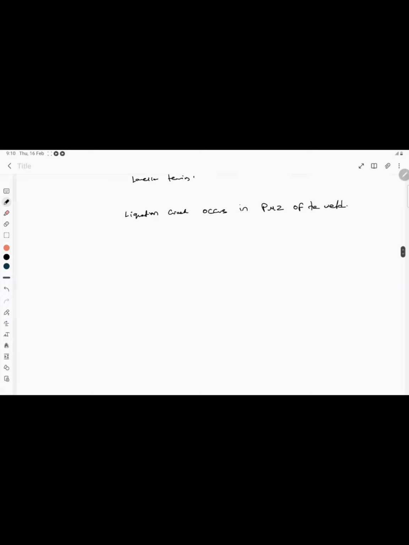So what is basically the partially melted zone? We have already seen in the fundamental videos related to welding. There are three major regions with respect to a weld. One is the fully melted fusion zone. Adjacent to that, we have the heat affected zone on both the sides.